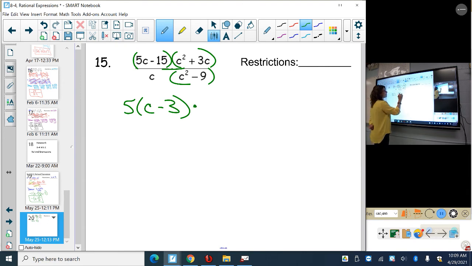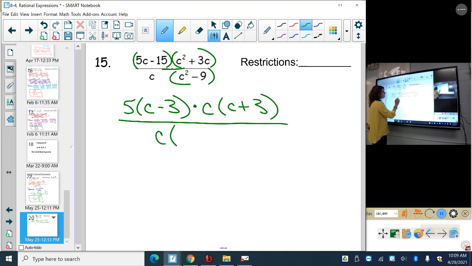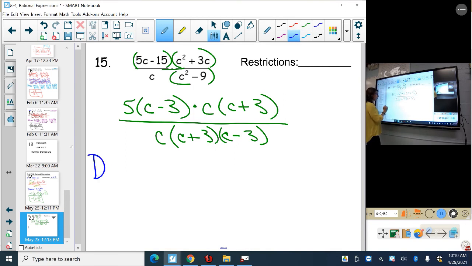Do I have a GCF in the second one? I do. That's a c. So if I pull that out, I'm left with c plus 3. The denominator, the c times, this is the difference of squares, so that's c plus 3 times c minus 3. Everything is completely factored, so I'm going to do domain.